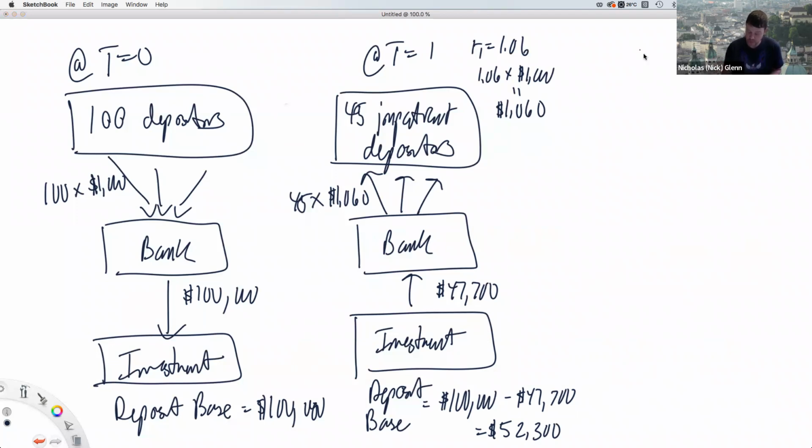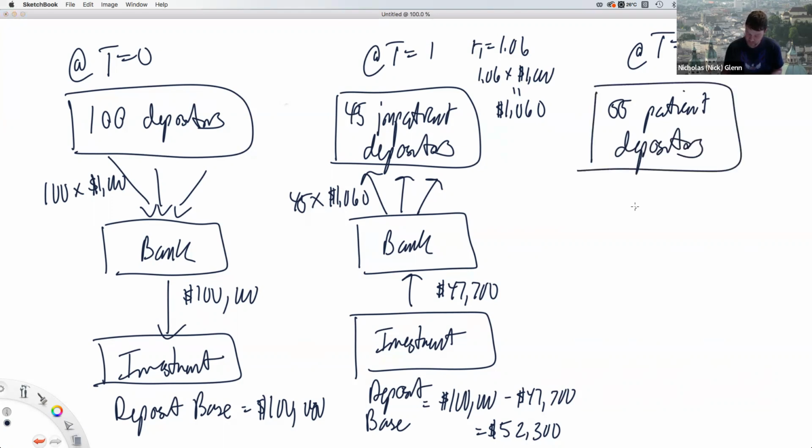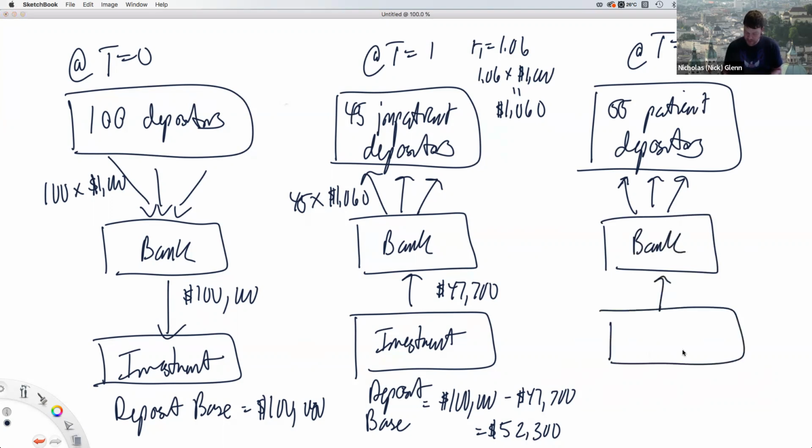All right, now we'll go to time period two. We have 55 patient depositors. We want to know what they're going to receive. So how do we know that? Well, we have to look and see how much money is left for the investment.